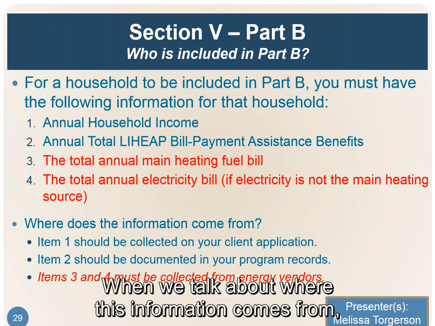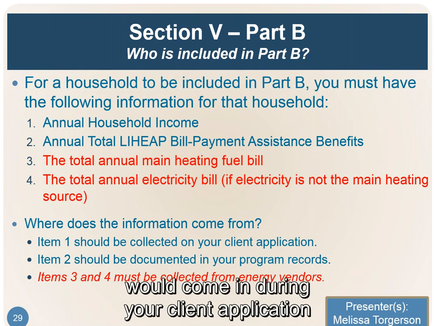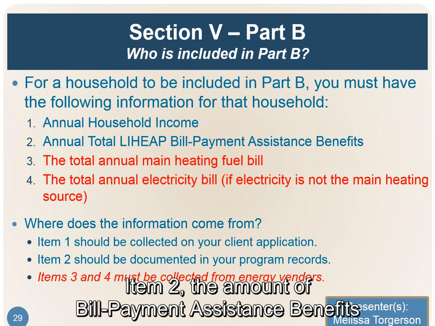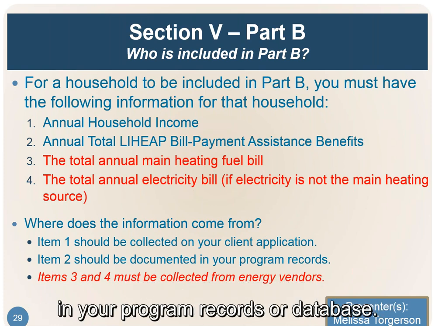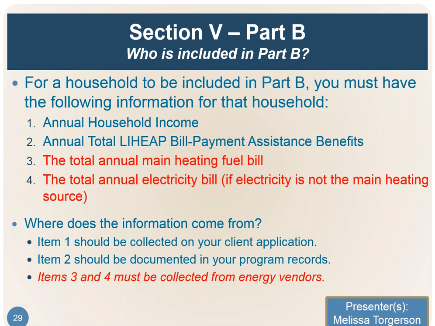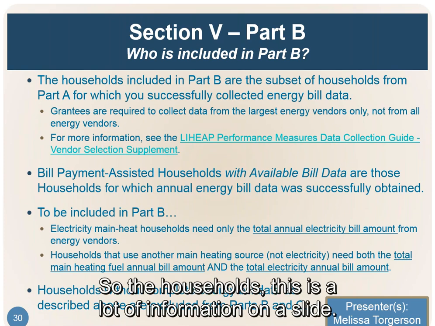When we talk about where this information comes from, generally item 1, which is the annual household income, would come in during your client application or intake process. Item 2, the amount of bill payment assistance benefits you're giving them, should be documented in your program records or database. Items 3 and 4 would be collected from energy vendors.